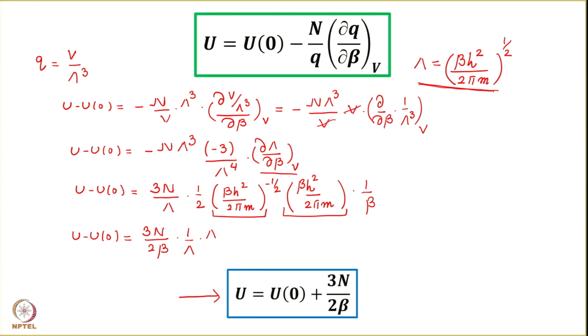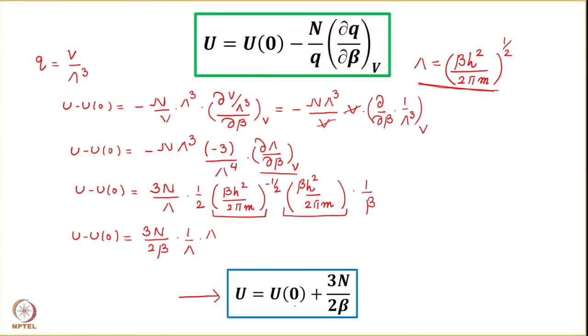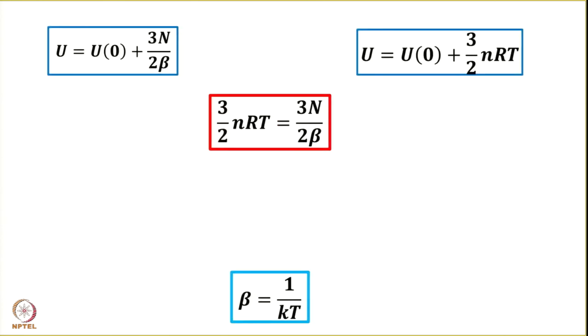What we have done is, we have used the equipartition theorem, and internal energy is 3 by 2 nRT. And then exclusively we use the translational contribution. And we arrived at an expression that U minus U0, or U, is equal to U0 plus 3n by 2 beta. Let us proceed further. So we derived U is equal to U0 plus 3n by 2 beta.